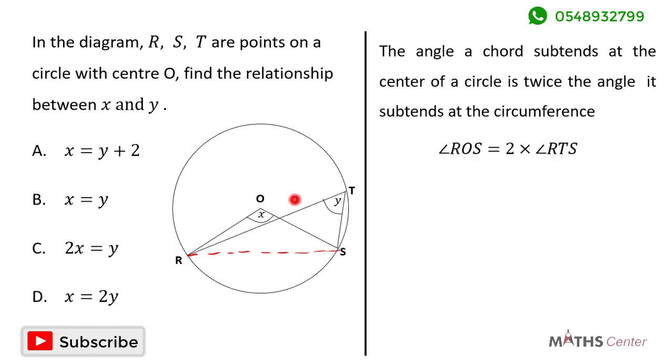So this means that angle ROX is equal to 2 times angle RTX. Angle ROX is X and angle RTX is Y. So X is equal to 2 times Y. 2 times Y will give us 2Y, and so X is equal to 2Y. So the relationship between X and Y is X is equal to 2Y. When we look through the options, we can see that the correct option is D.